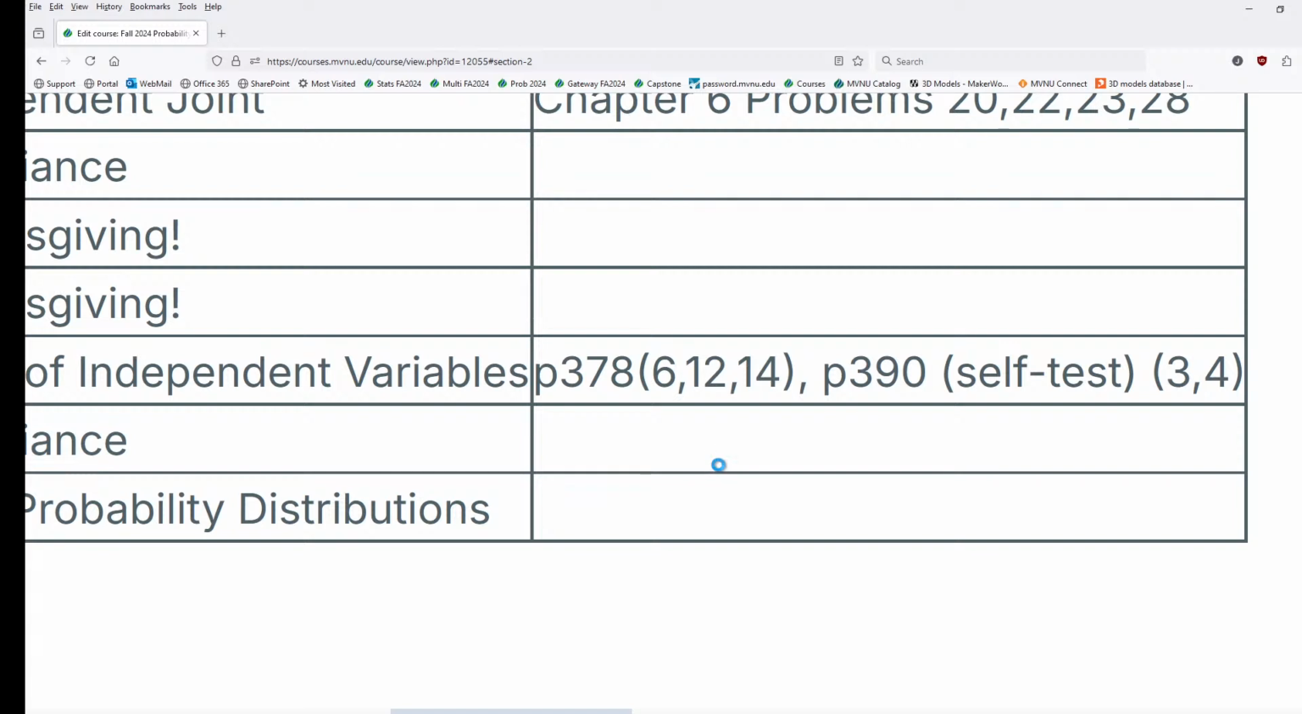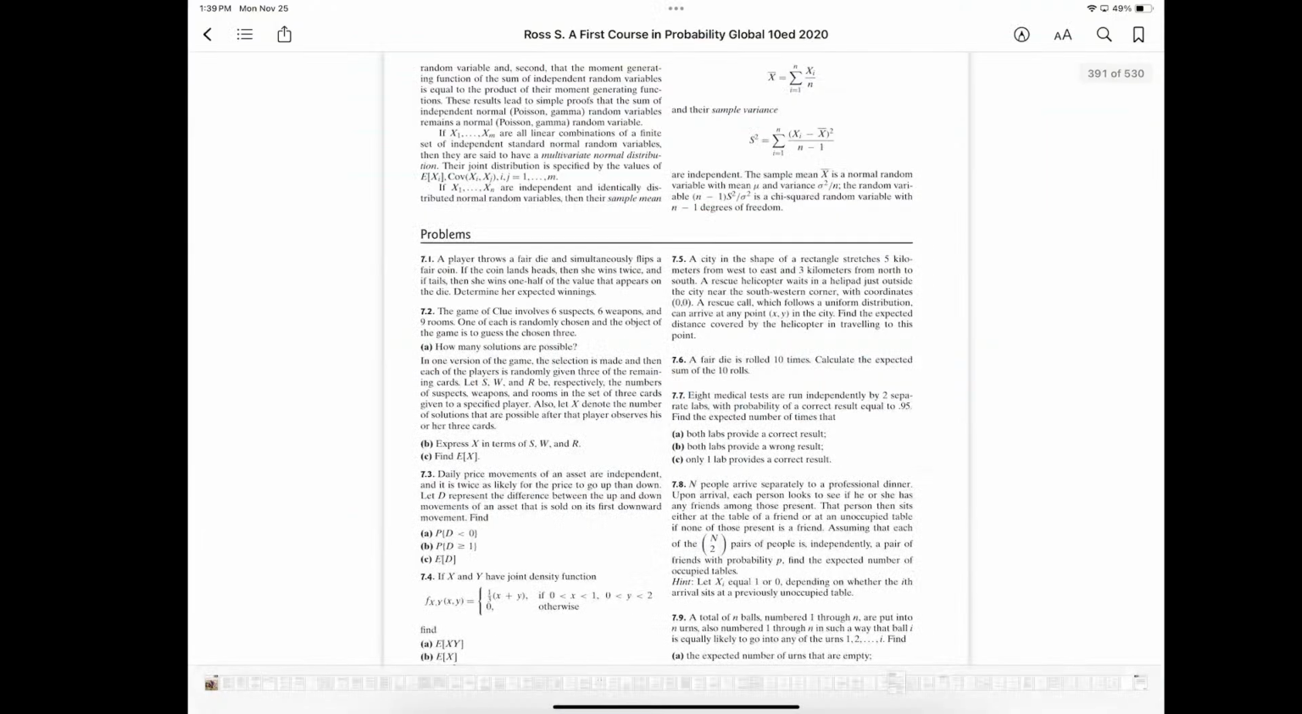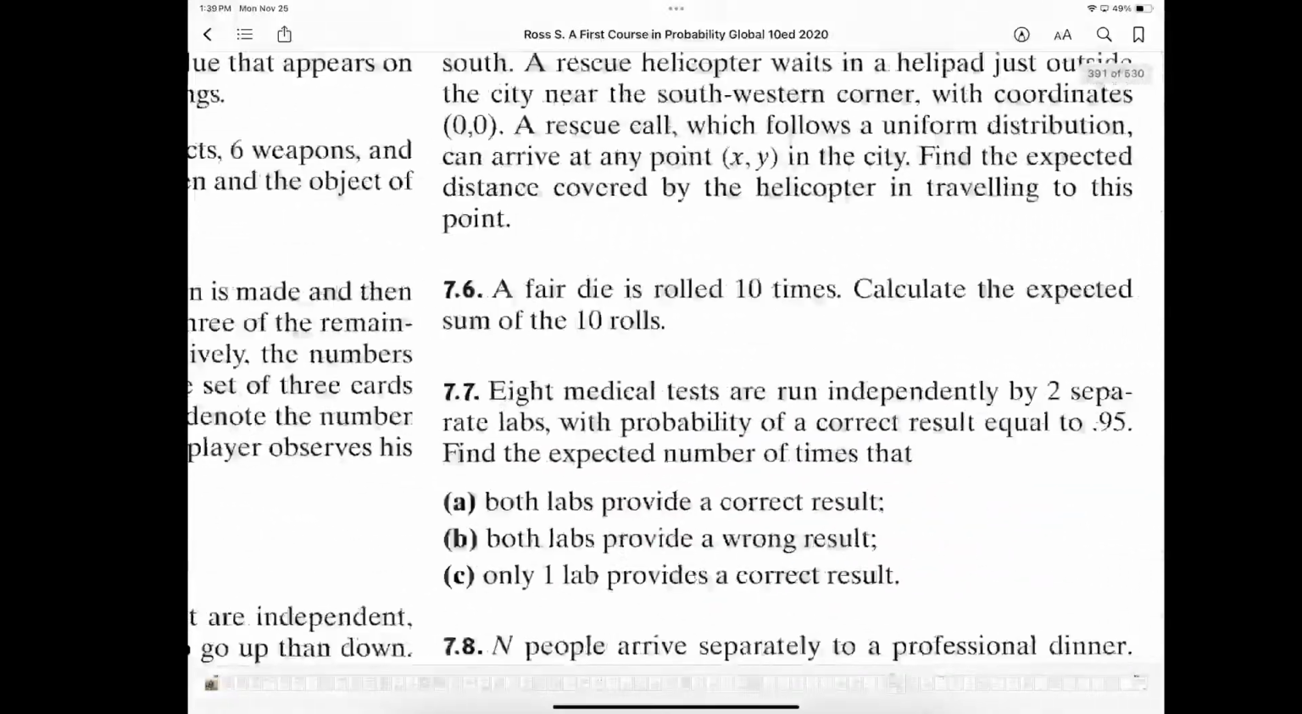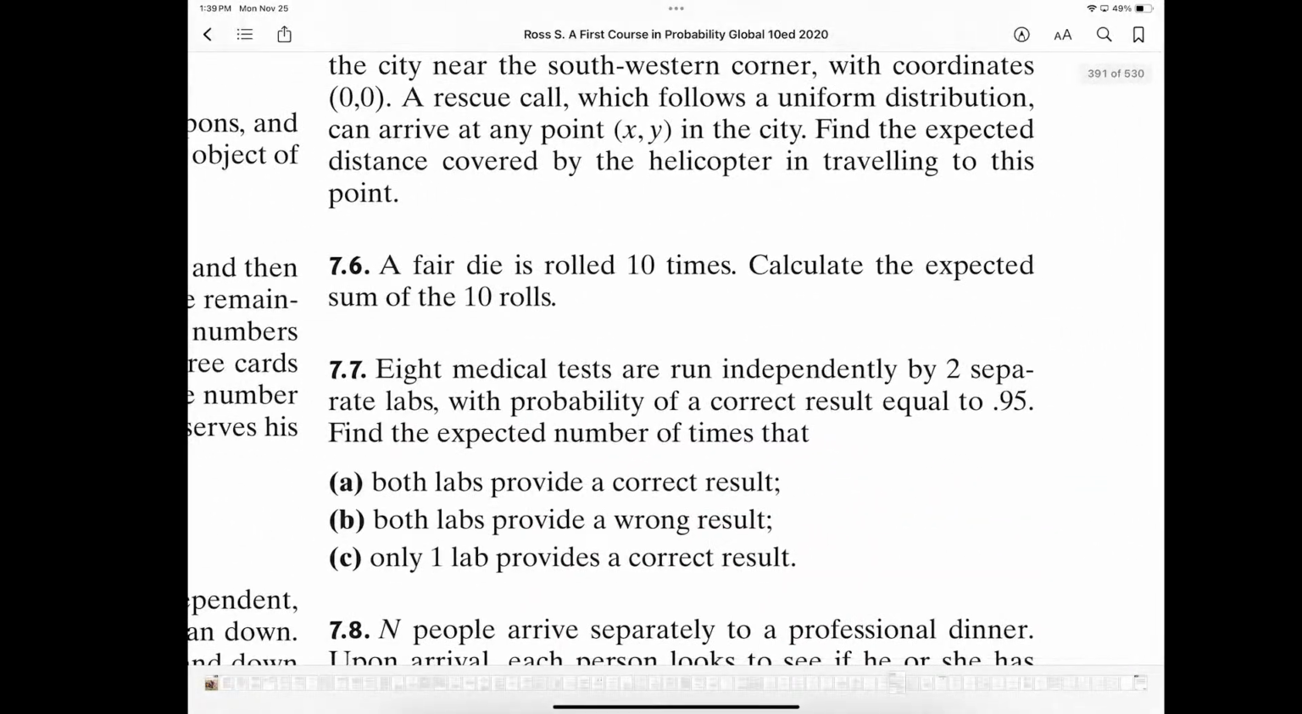Okay, I found it. Okay, we can look back. Okay, so 6, 12, 14. Let's take a peek at these. I just want to make sure that we have a chance to, if there's anything unusual, I know it causes problems, so we want to make sure that you can do these. So 6, 12, 14. Here is 6 here, and these are exactly the same depending on what version of the book you have. So it doesn't matter if you have the US or global, they're exactly the same. Okay, fair dice rolled 10 times, calculate the expected sum of the 10 rolls.